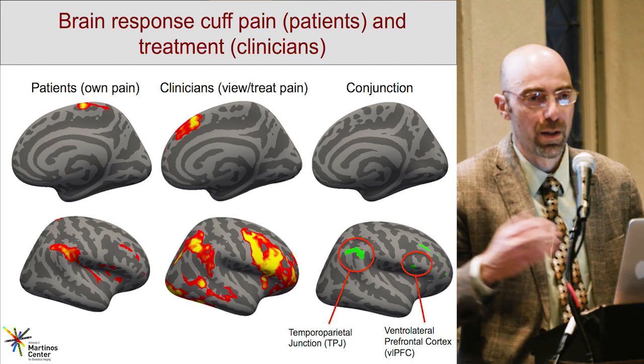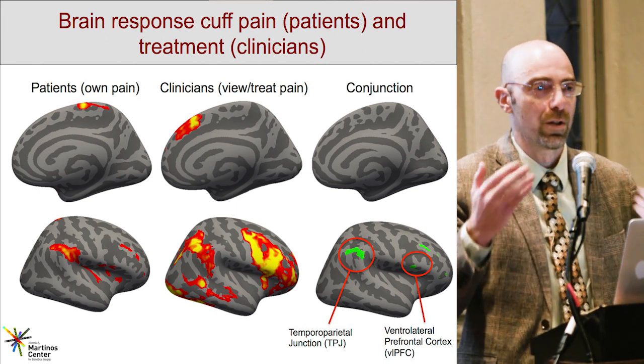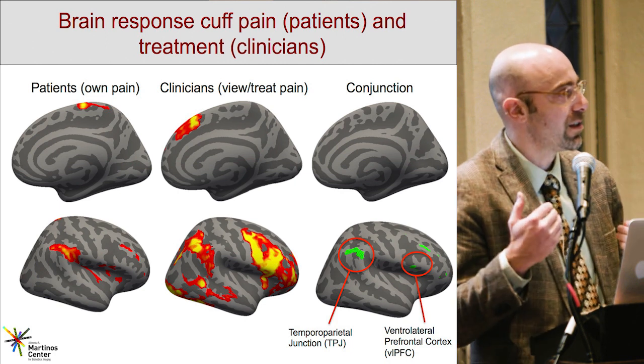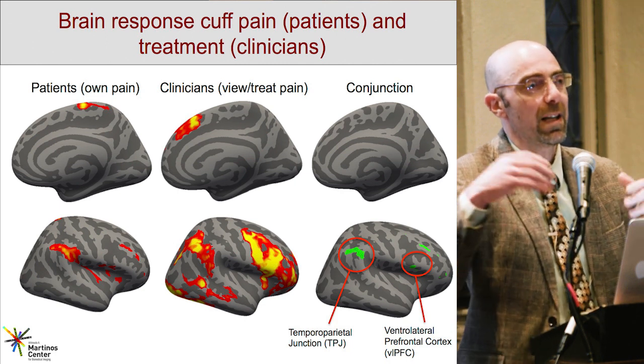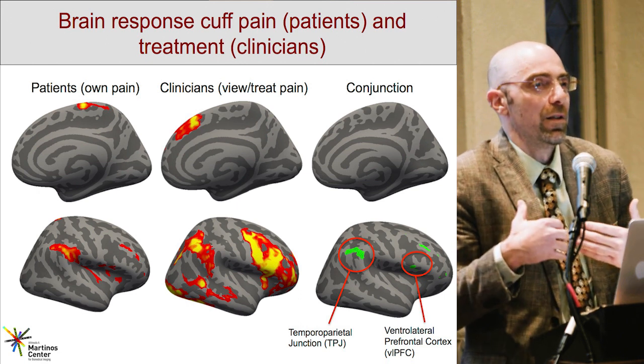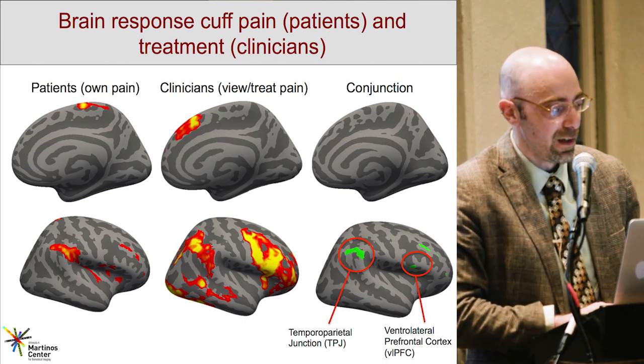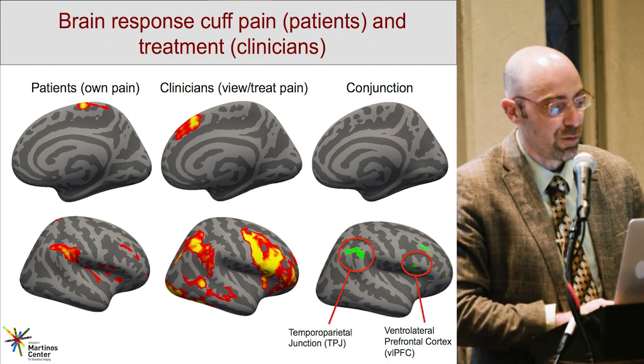temporoparietal junction, and this part of the brain is important for what's called theory of mind. So when you're in a cognitive task, when you're asked to imagine yourself in somebody else's shoes, in somebody else's body, and what it feels like when they're going through whatever they're going through, that's called theory of mind. And that's been localized to several brain regions, including this temporoparietal junction.